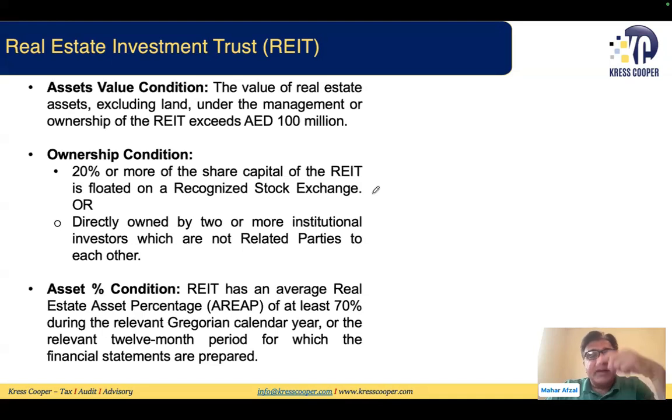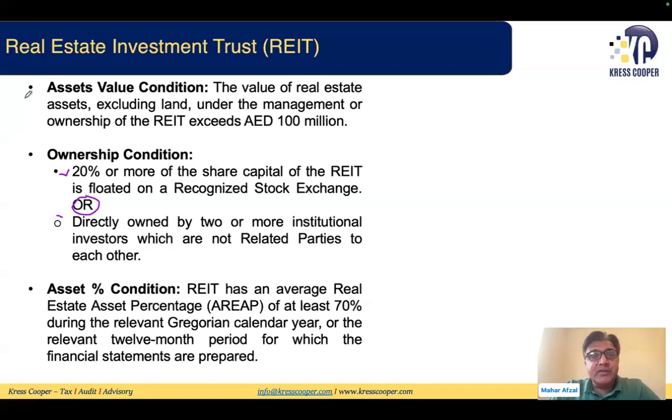Second, the ownership condition. The ownership condition is basically that 20% or more of the share capital of the REIT is floated on the recognized stock exchange, or it is being held by 2 or more institutional investors that must not be related parties. So the objective is basically that the fund is freely available on the recognized stock exchange, meaning anyone can buy, which means diversified investors are there. If the investors are not diversified, then institutional investors should be there, at least two, and these should not be related parties. So one of these two conditions, this or this, must be satisfied to meet the criteria to be classified as a qualified real estate investment trust.